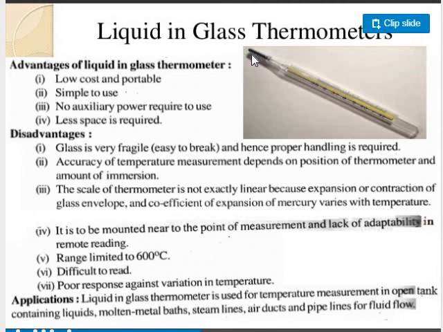The scale of the thermometer is not exactly linear because the expansion or contraction of the glass envelope and the coefficient of expansion of mercury vary with the temperature. The mercury expands and rises, but there are possibilities for the outer glass envelope to sometimes expand as well. But at this low level, if we use only around 200-250, there is no very big variation in the glass. So it's not that major a disadvantage.